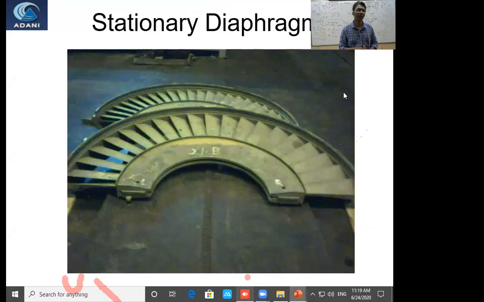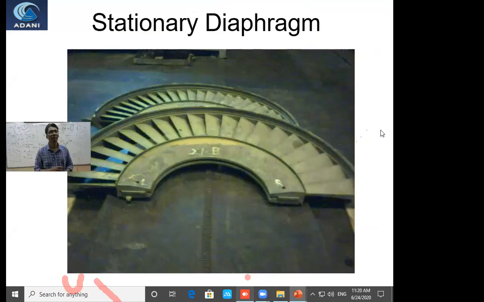So that is a set of stator blades. Next. That is a set of stator blades, one half of the stator blades. So the lower half and upper half will create a guide wheel and are mounted on the casing. These are the guide wheels. Next.